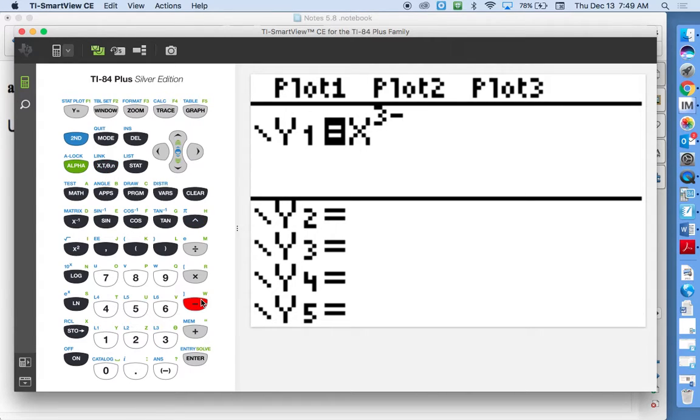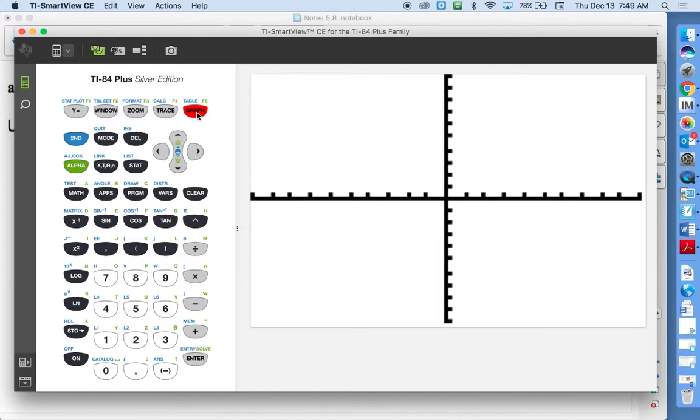Was it x cubed minus 4x squared plus 6? So x cubed minus 4x squared plus 6. And then when you hit graph, you should see the picture that is already in your notes, but kind of there for us to look at again.